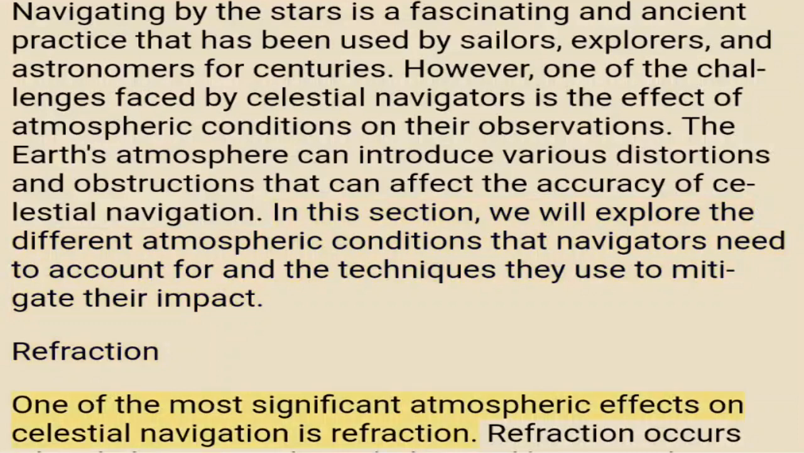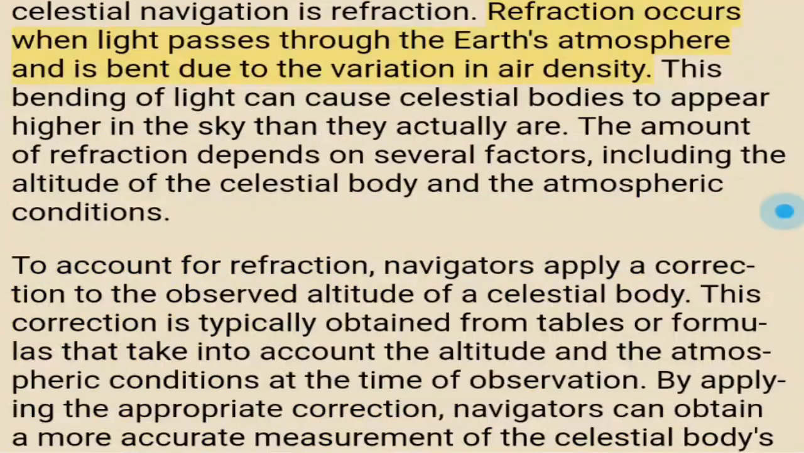Refraction. One of the most significant atmospheric effects on celestial navigation is refraction. Refraction occurs when light passes through the Earth's atmosphere and is bent due to the variation in air density. This bending of light can cause celestial bodies to appear higher in the sky than they actually are. The amount of refraction depends on several factors, including the altitude of the celestial body and the atmospheric conditions.